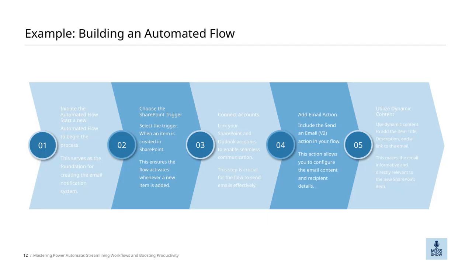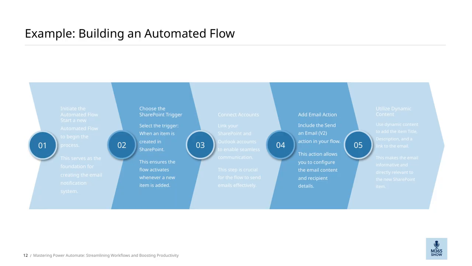Now, let's look at how to initiate the automated flow. To start, you'll need to create a new automated flow. Think of this as laying the groundwork for your entire email notification system. Once you've set up the flow, the next step is to choose a trigger. In this case, we select when an item is created in SharePoint. This is a key point because it ensures that the flow activates automatically whenever a new item is added to your SharePoint list or library.